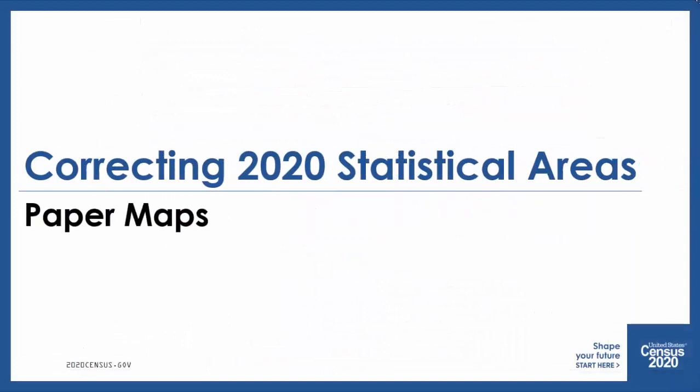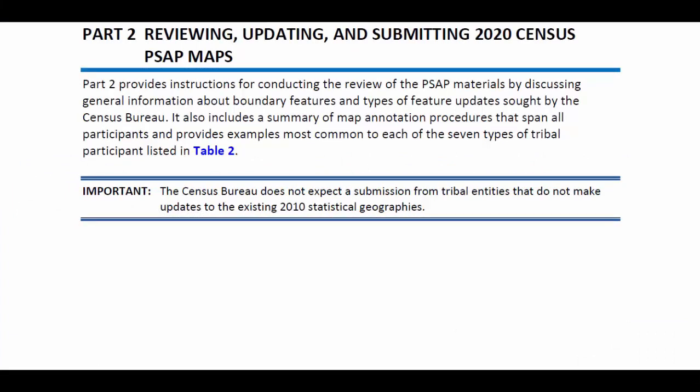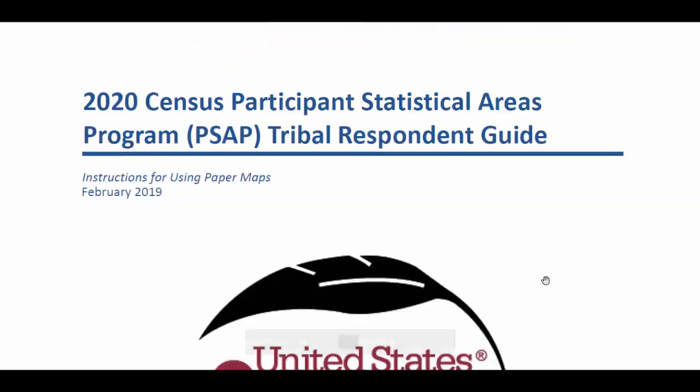Tribal participants can use paper maps to correct the 2020 statistical areas. Following the review of the 2020 statistical area boundaries and the identification of corrections, follow the instructions in Part 2 of the 2020 Census PSAP Tribal Paper Respondent Guide, G700, for making corrections. The same delineation phase instructions apply to the verification phase.